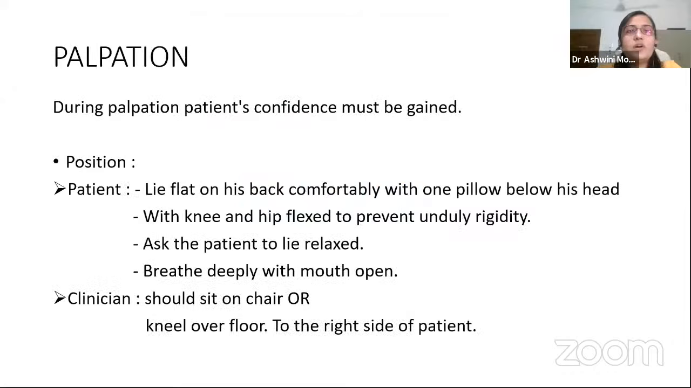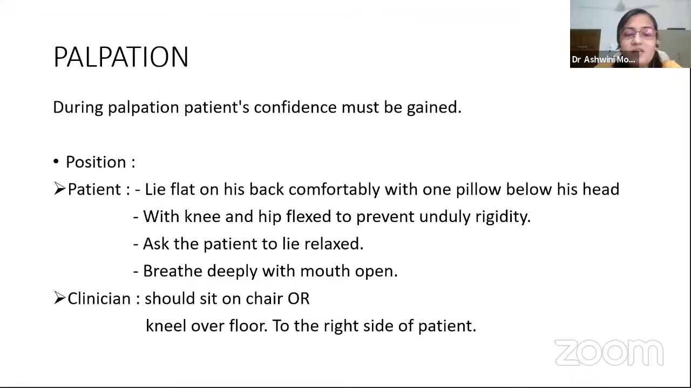So now moving into the palpation. During the palpation, the patient's confidence must be gained. This is the most important thing, as the patient is coming with a complaint, and the most common complaint will be pain only. So he may be scared that if you touch, he will have pain. So you must have gained the confidence of the patient.